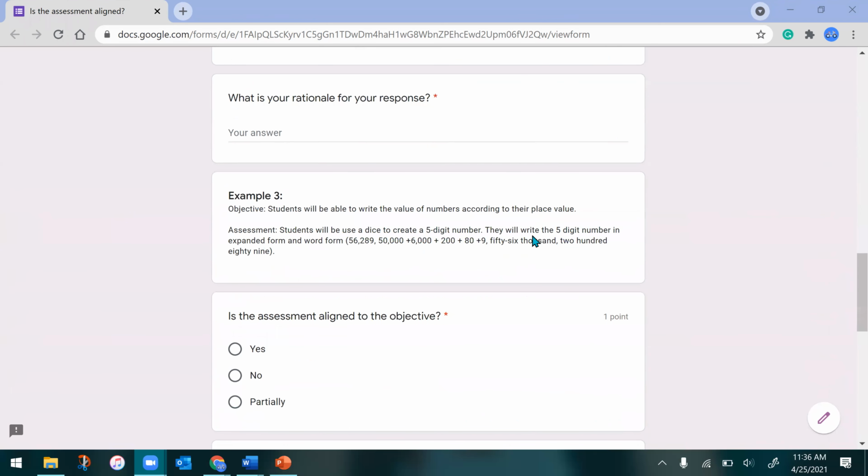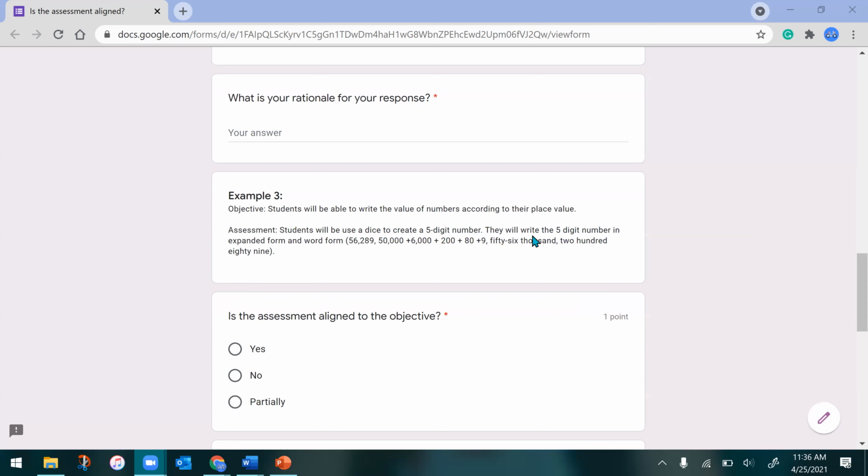All right, example 3. Students would be able to write the value of numbers according to their place value. The assessment is students will use dice to create a 5-digit number. They will write the 5-digit number in expanded form and word form. So the example shows 56,289, and then there's the expanded form, and there is the word form.